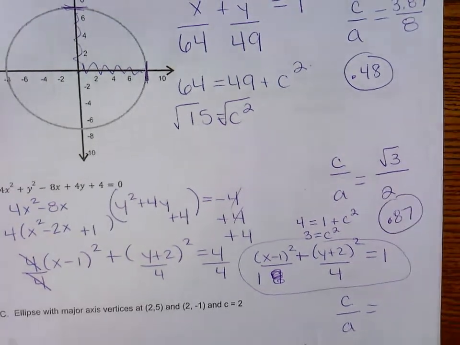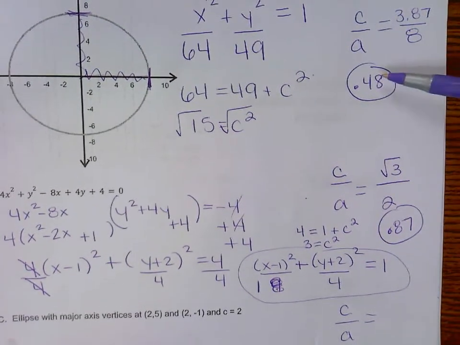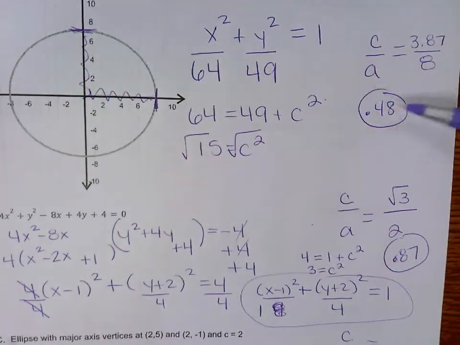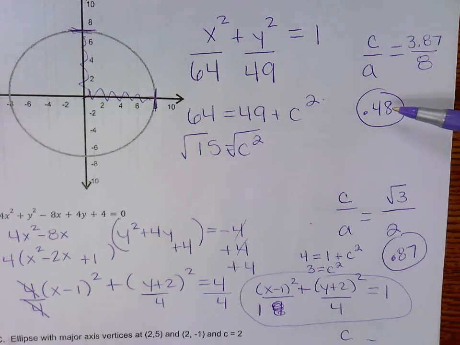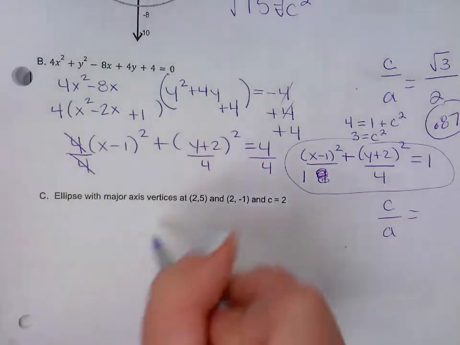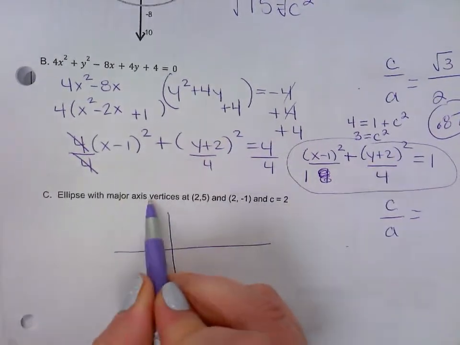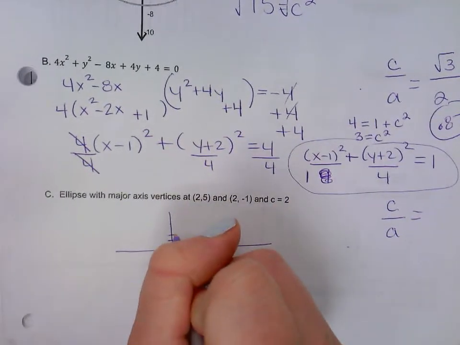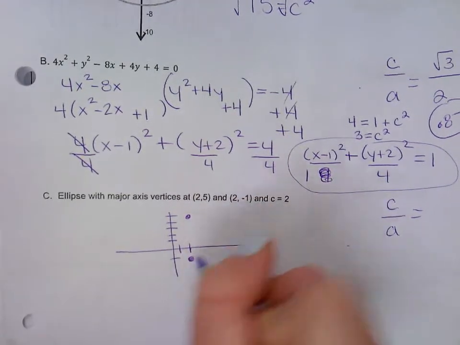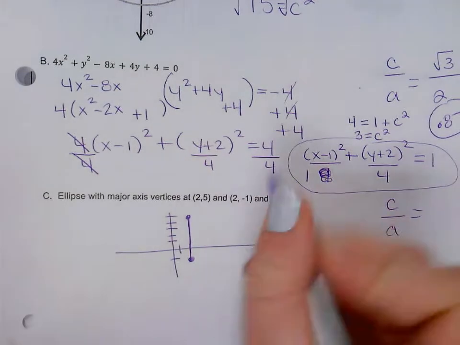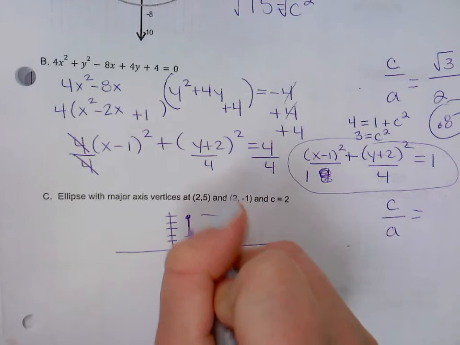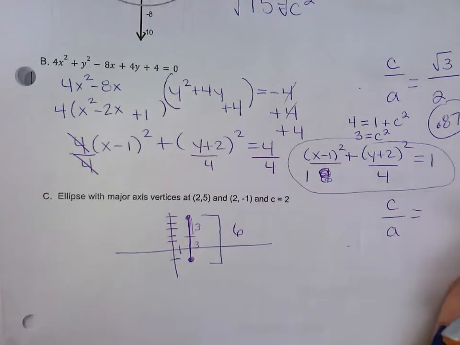So this ellipse is much more eccentric than this ellipse. So this was closer to a circle, even though 0.48 is not that close to 0.1. All right, so about this equation. This has a major axis with vertices at (2, 5) and (2, -1). So this is my major axis. So that has a length of 6. So that makes my a value 3.